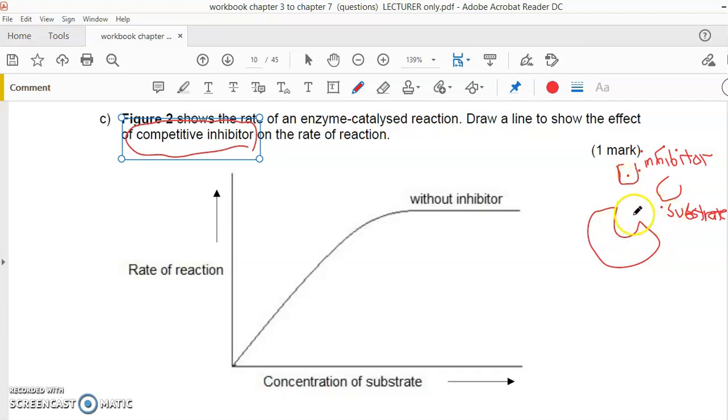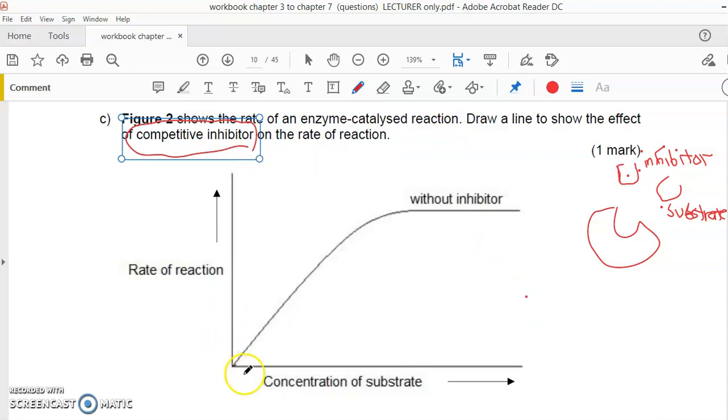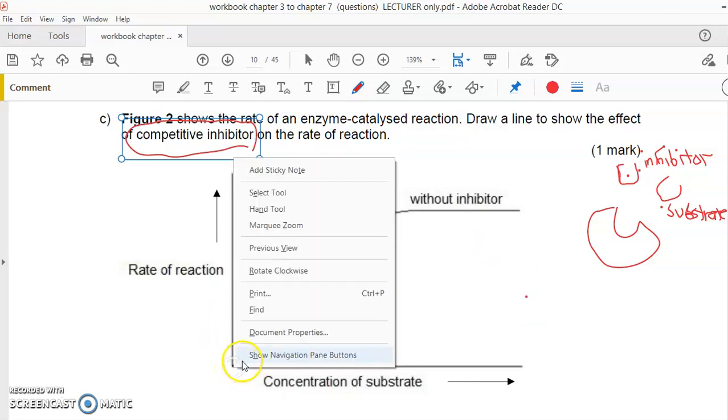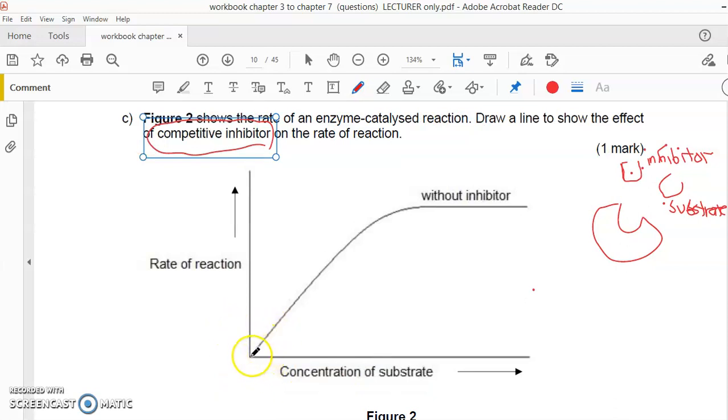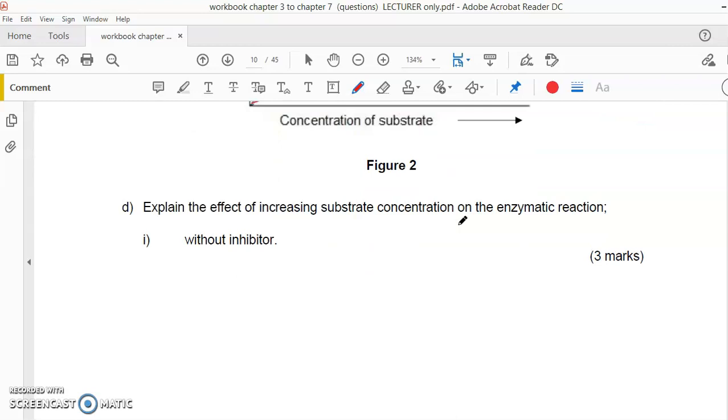But because this is competition, normally at the end of the day, the enzymatic reaction with inhibitor in competitive inhibition will achieve the same amount of or equal rate of reaction. It's just that it's a bit late. Okay, all right. Now let's move on to the next question.